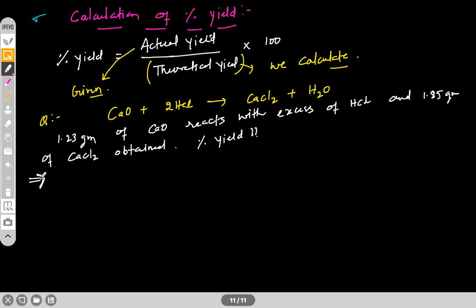So this value that is given, 1.85, is the actual yield. This theoretical yield you need to find out, by the concept of limiting reagent, and then we have to use this formula to find out the percentage yield of this. Try this.